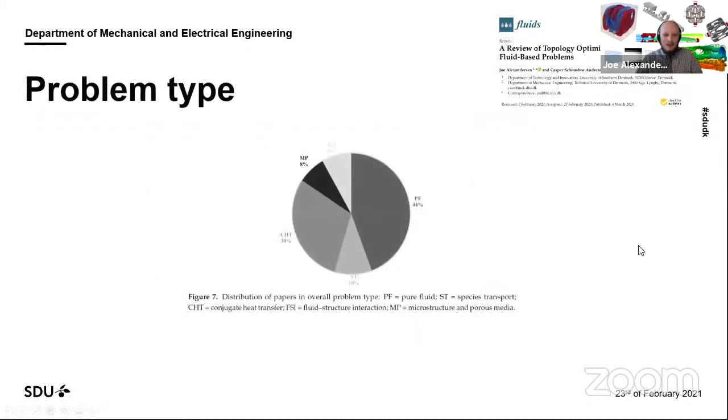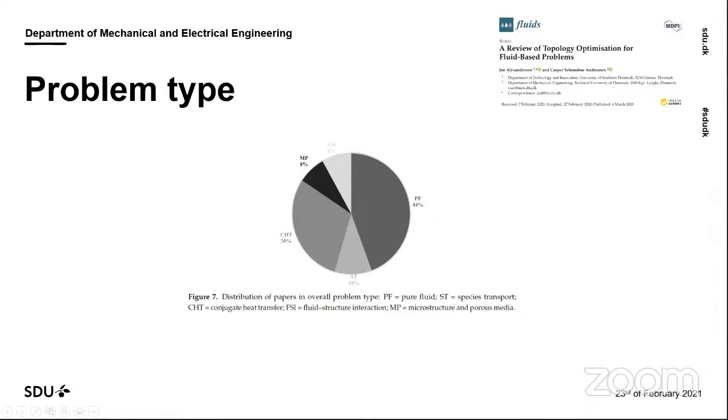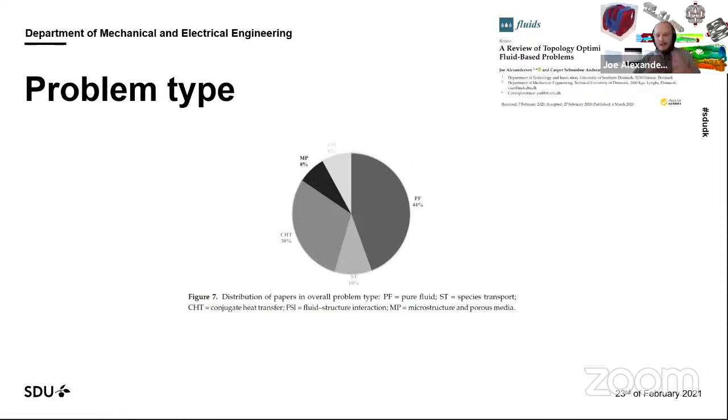If we look at the problem type, the largest group was pure fluid problems. So that's just flow problems, minimizing the dissipated energy, minimizing pressure loss, or other different things, creating manifolds and so on. Pure fluid problems were more or less 44%. And then the next big group is conjugate heat transfer. That's where we have solid heat transfer coupled to the heat transfer and fluid motion in a surrounding fluid. And today there are going to be four conjugate heat transfer presentations, which is where a lot of things are happening this year and last year.